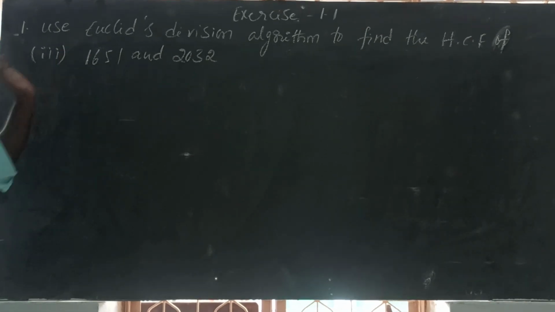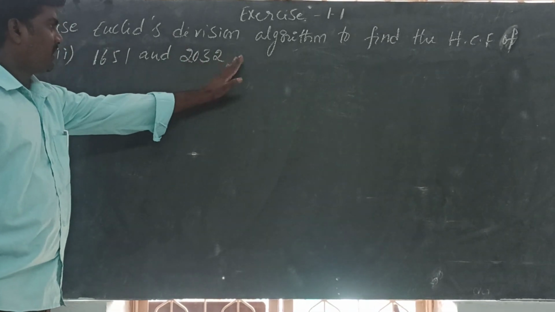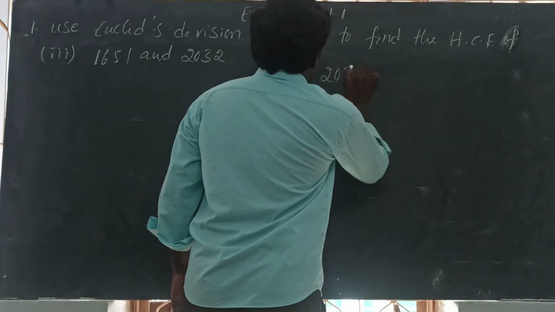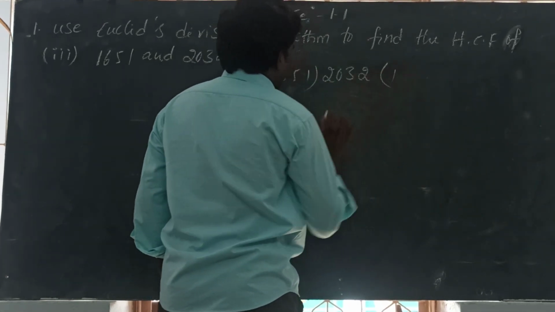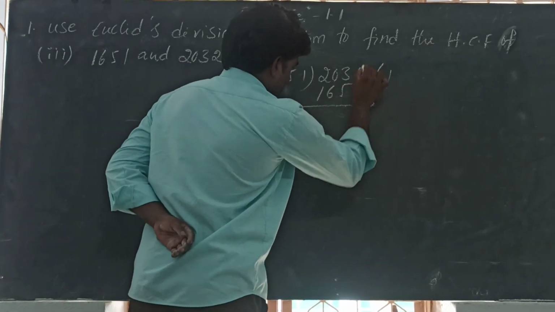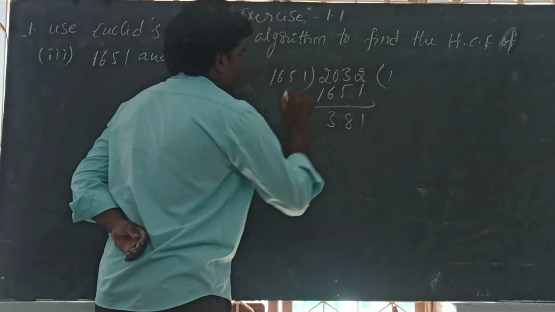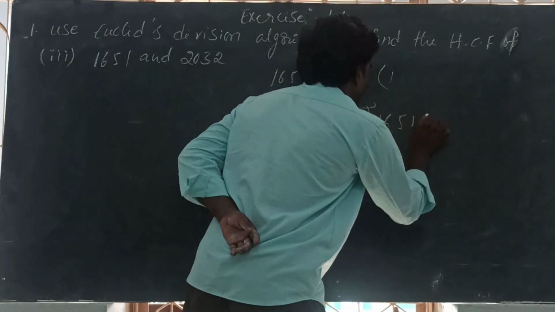Third one. Find HCF by using Euclid division lemma. Here, what is the biggest number? 2032. Smallest one 1651. So 2032 is divided by 1651. 1651 into 1, and the remainder is 381. Okay, again this one is divided by 1651.